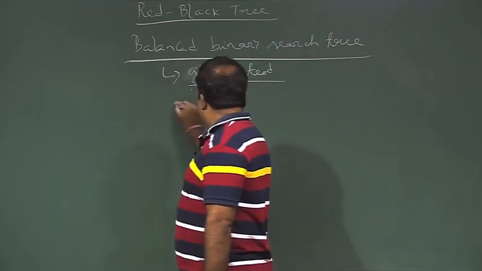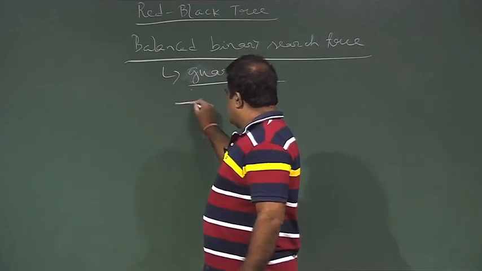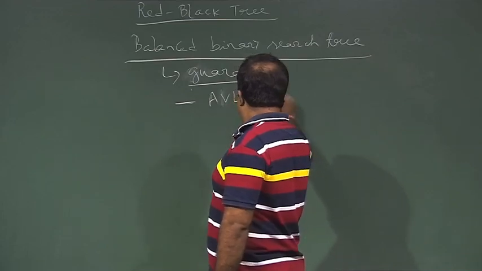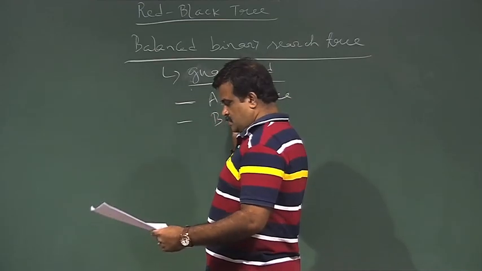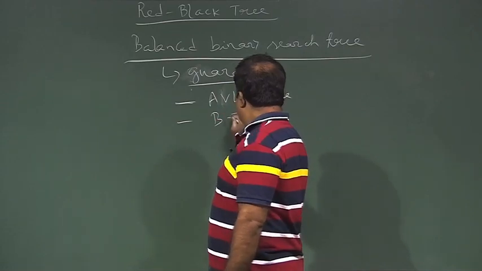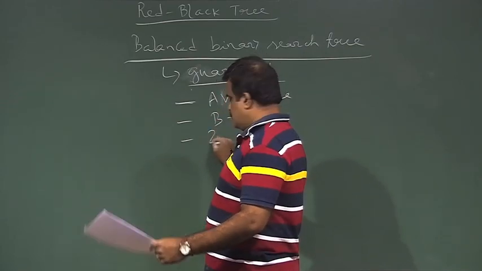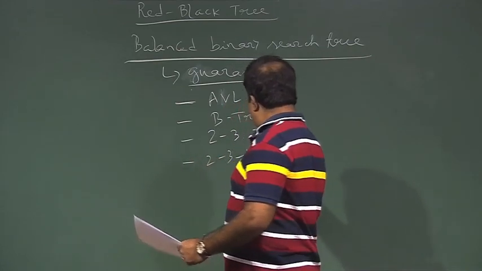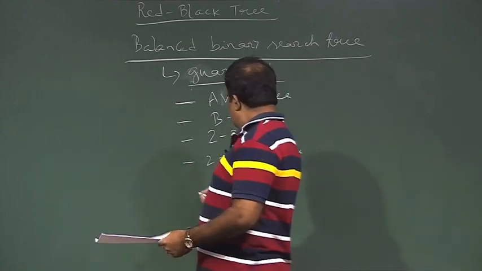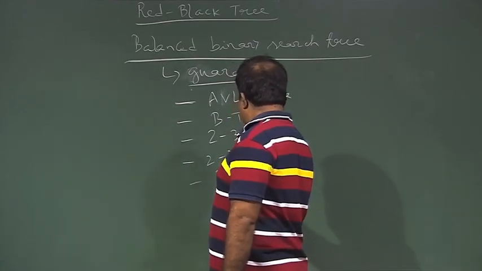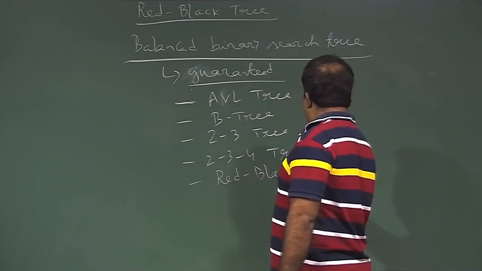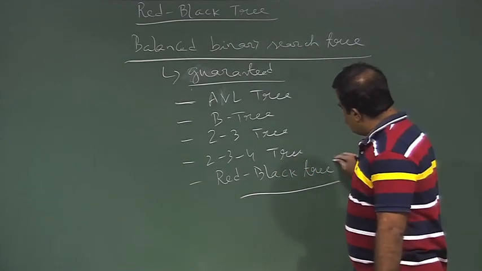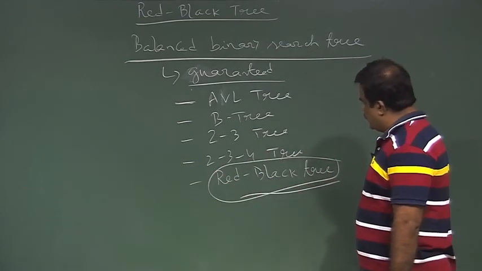There are some examples of balanced binary search trees like AVL tree, B tree, 2-3 tree, 2-3-4 tree, and the red black tree. So, these are balanced binary search trees. We will talk about this red black tree in more detail.